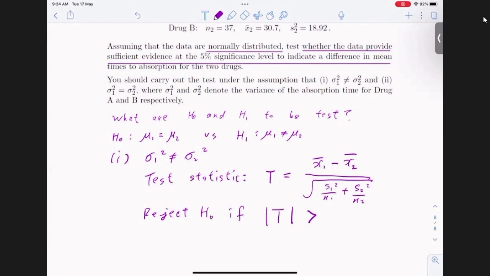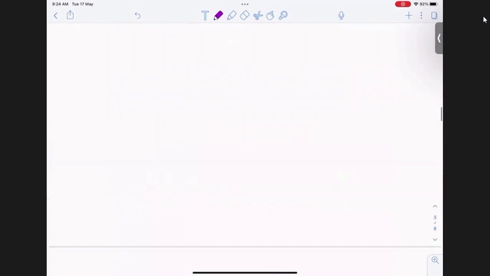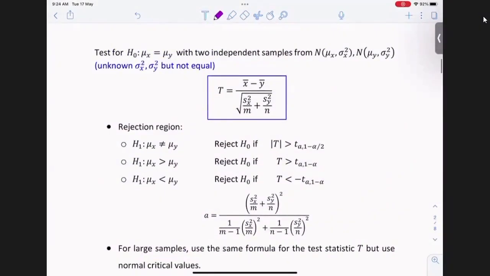Now, for this case, when the population variances are unknown, we replace them by the sample variances, then theoretically we should use the t quantile. And since they are not equal, the t quantile will have a degree of freedom computed using the complicated formula, which is this one. We need to compute the degree of freedom and then compute the quantile using this formula.